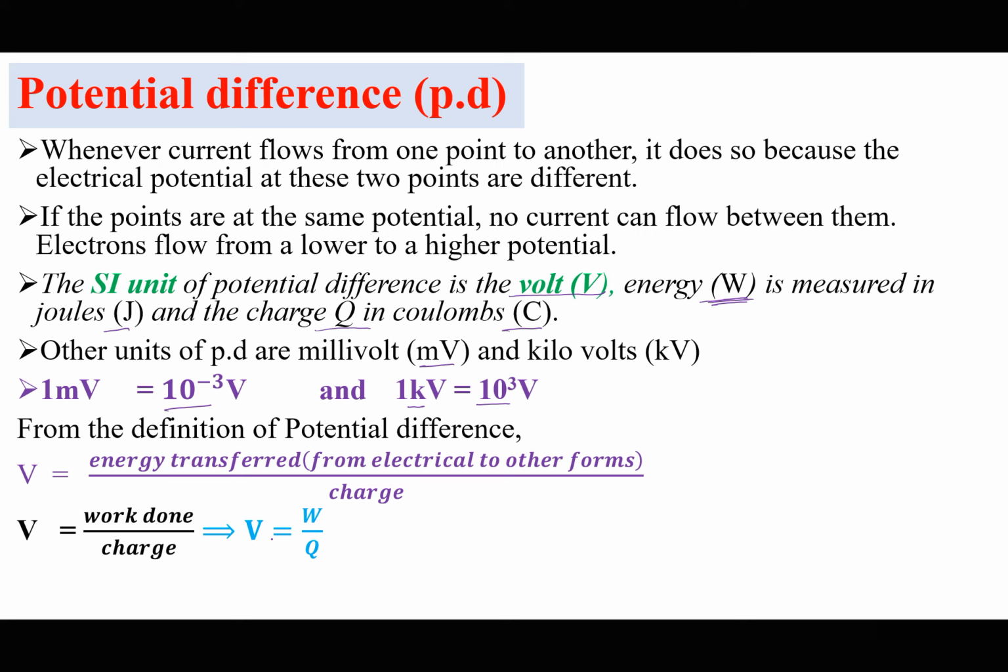Remember, we defined the unit coulomb as ampere seconds. Now we are going to define the unit volt. Since work done is measured in joules and charge is measured in coulombs, it doesn't do any harm for us to define a volt as 1 joule per coulomb. So we shall define the volt as 1 joule per coulomb.